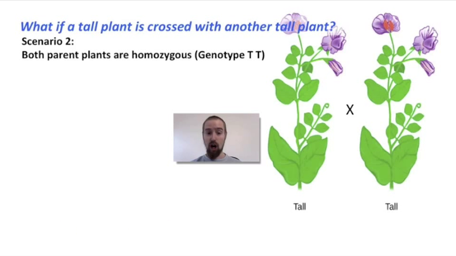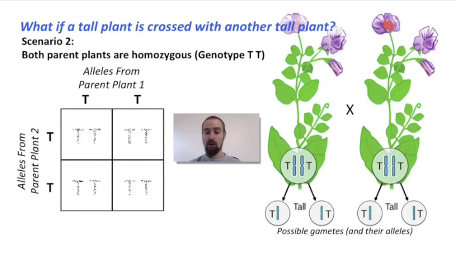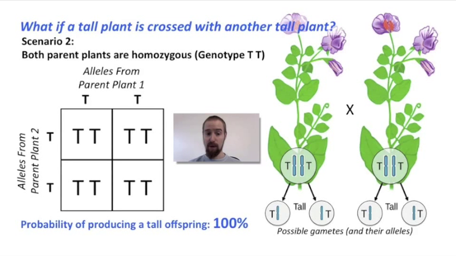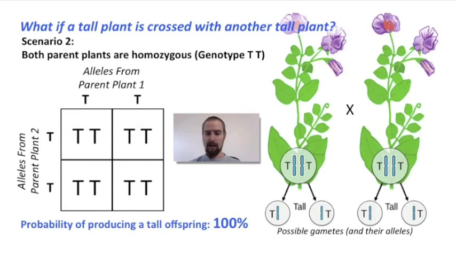If both plants are homozygous, then both plants have only tall alleles to pass on to the next generation, and the only possible combination based on these gametes is another homozygous offspring with two tall alleles. So if both parents are homozygous for the tall allele, there is a 100% chance, a 100% probability, that their offspring will also be tall. That's not terribly surprising, but our Punnett square here shows us why this is the only possible outcome.